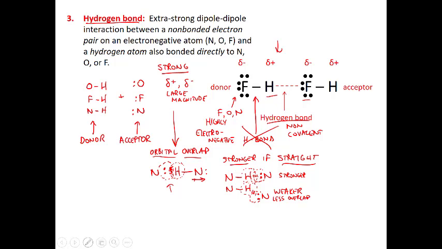So hydrogen bonds are extra strong intermolecular forces between polar groups that involve a hydrogen atom. They're stronger when they are straighter. They're also stronger the more electronegative your acceptor molecule is. So in other words, fluorine to hydrogen is going to tend to give you a stronger hydrogen bond, all else being equal, than nitrogen to hydrogen. For examples, I refer you to worksheet 1.